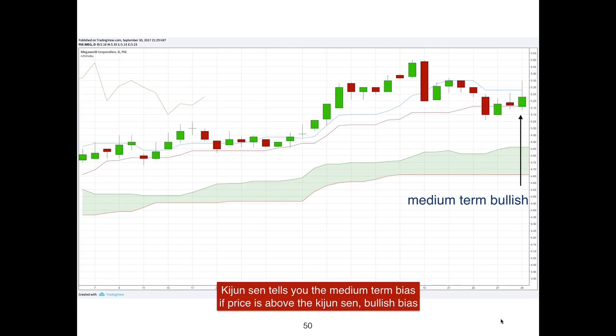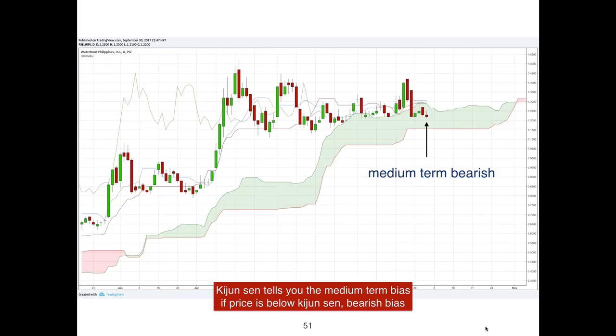So the trend is medium-term bullish because price is above the Kijun-sen line. So as discussed earlier, the Kijun-sen is a measure of price high and low for the past 26 periods and therefore is a good indicator of medium-term price momentum. If price is below the Kijun-sen, then the price is bearish.